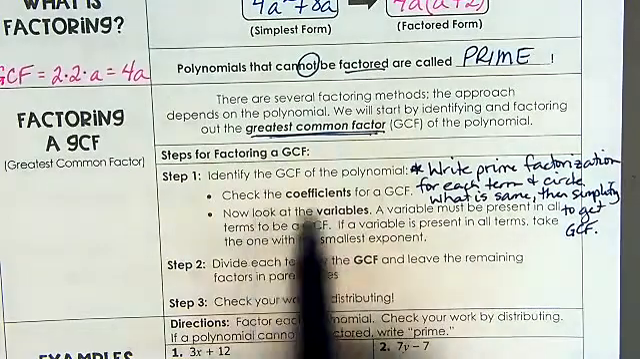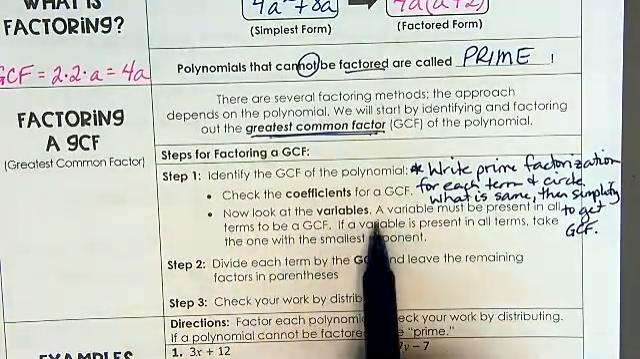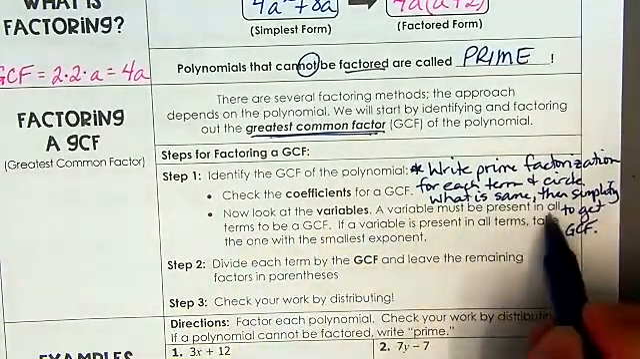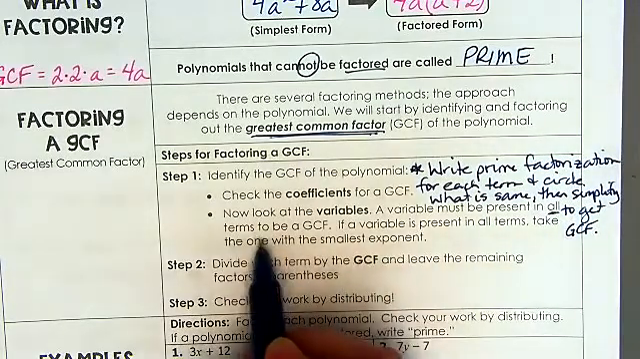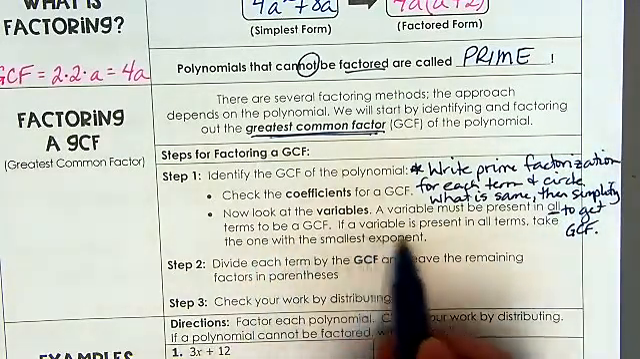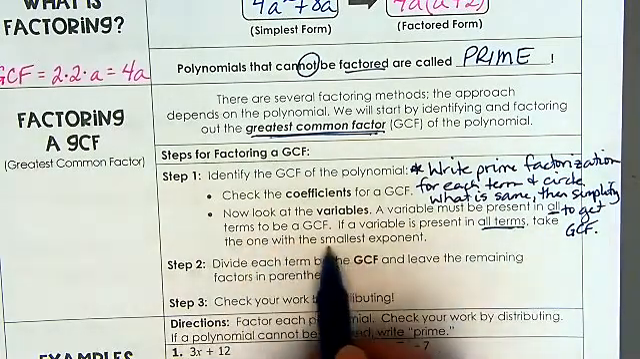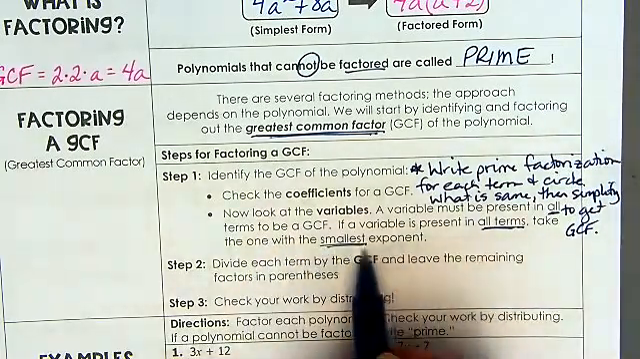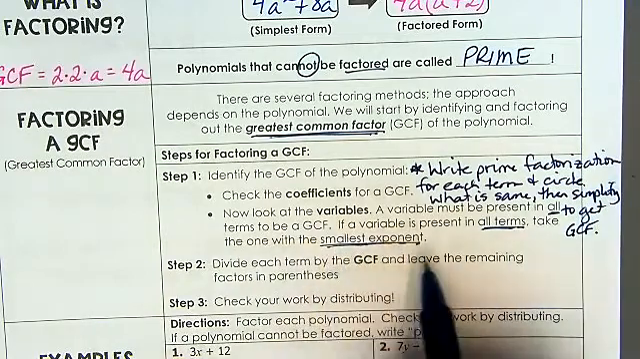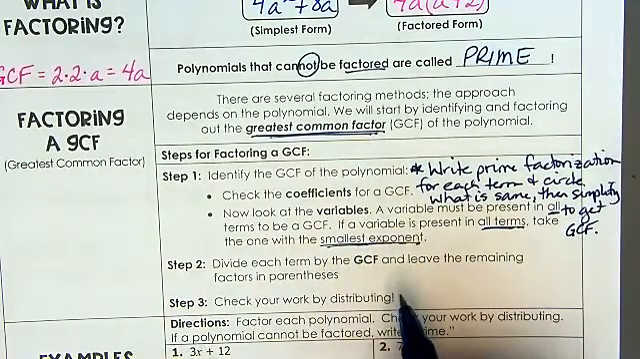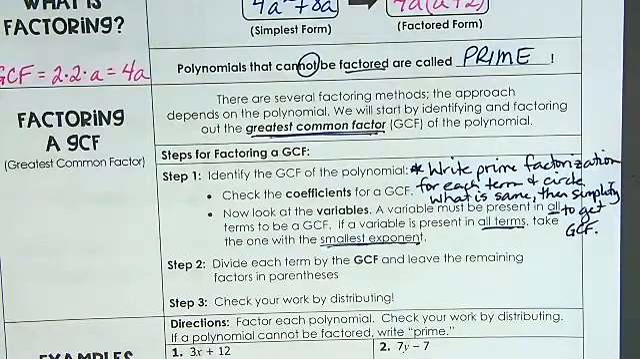Okay, so you can check the coefficients for a GCF. Now look at the variables. A variable must be present in all terms to be a GCF. If a variable is present in all terms, take the one with the smallest exponent. Okay, this is another way that you can think about it, but sometimes that can get confusing, but it's your choice. Either way, you've got to make sure that you're showing me what your thinking is.